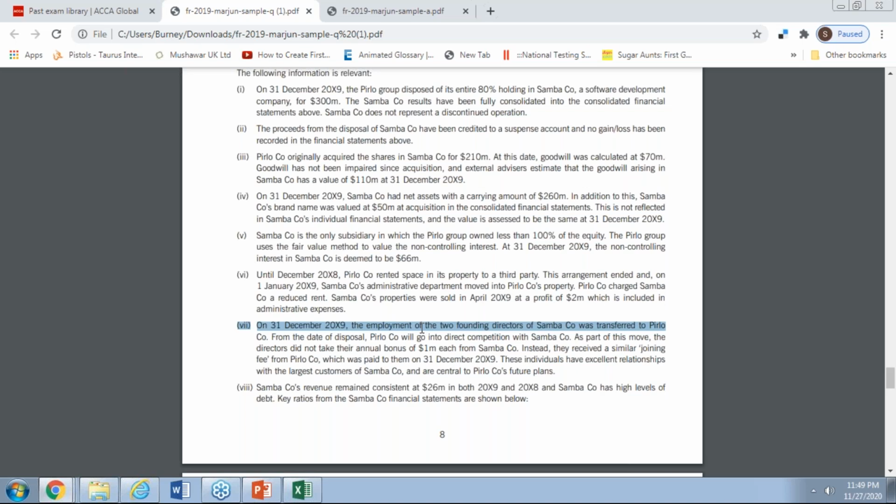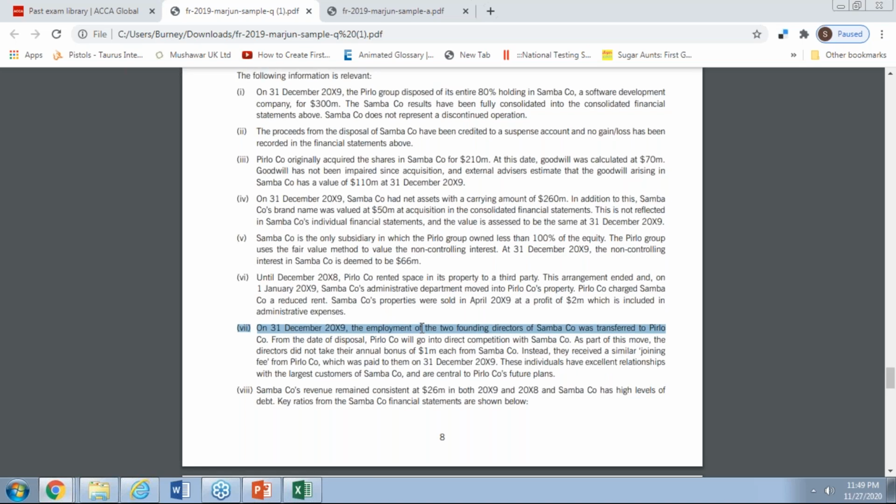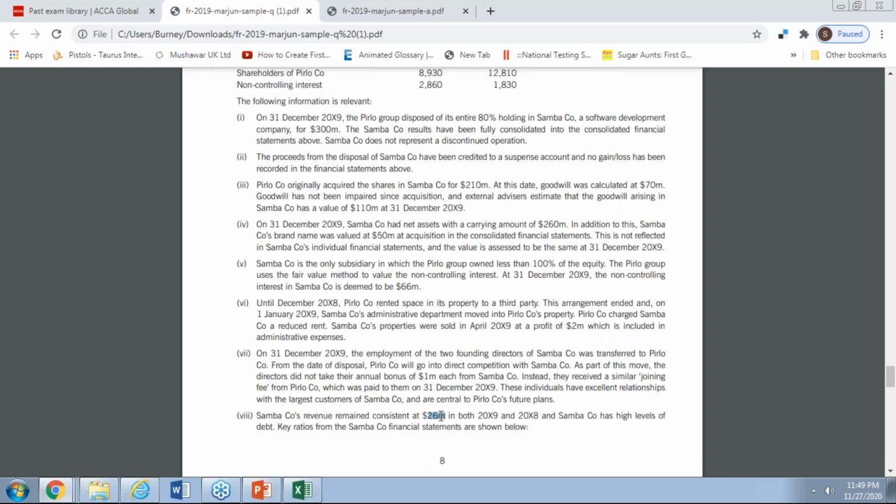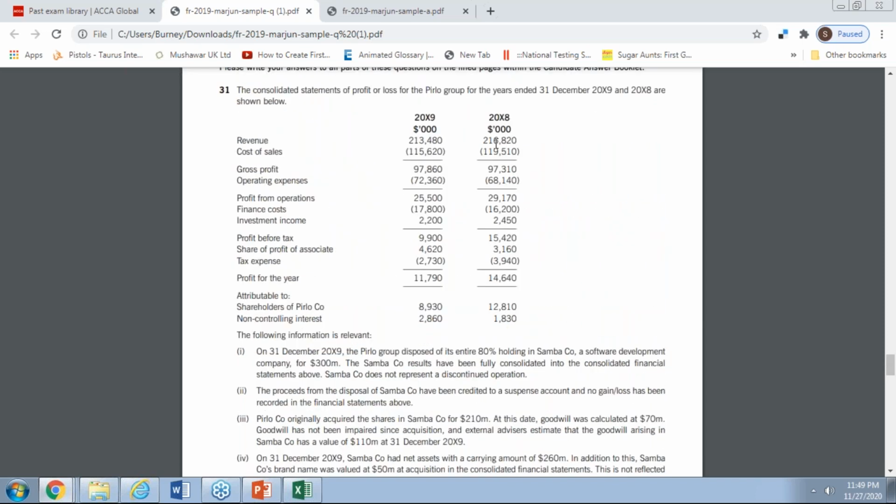Samba company's revenue remains constant at 26 million in both 2008 and 2009, and Samba has a higher level of debt. The key ratios. Now, try to understand this point. If the Samba company's revenue has remained the same in both years, how can the revenue of the business go down?